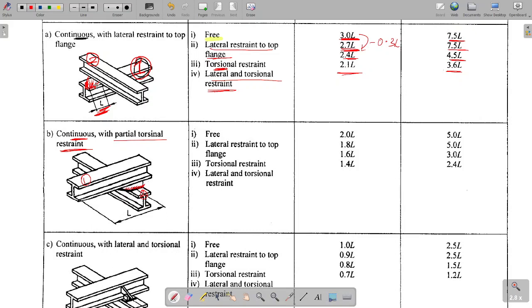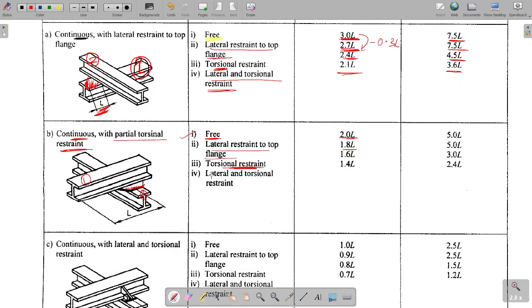Here the top flange had lateral restraint at the support. Okay, because beam two was resting over beam one, but here it has partial torsional restraint also. Okay, this is bottom flange. So again, at top the condition is free. First case, so it is 2L. Okay, then lateral restraint to top flange, को lateral restraint दे दिया. It will not deflect laterally. Then 1.8L, again torsional restraint to top flange.